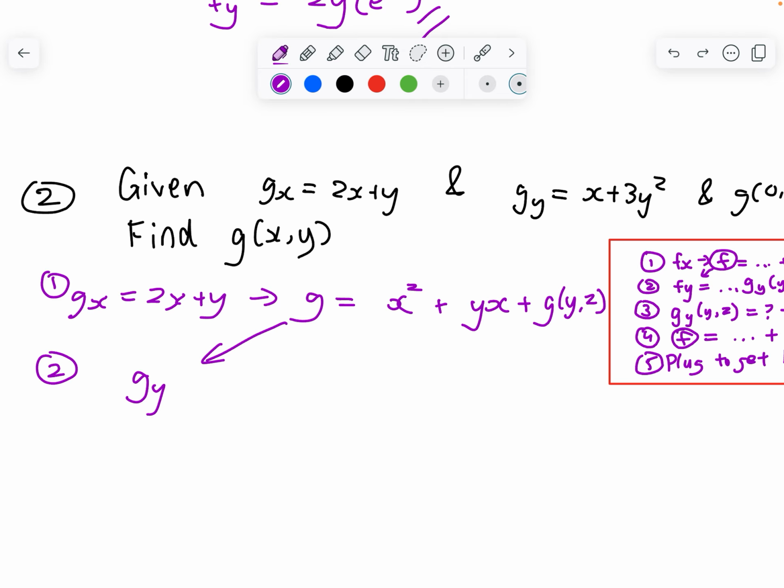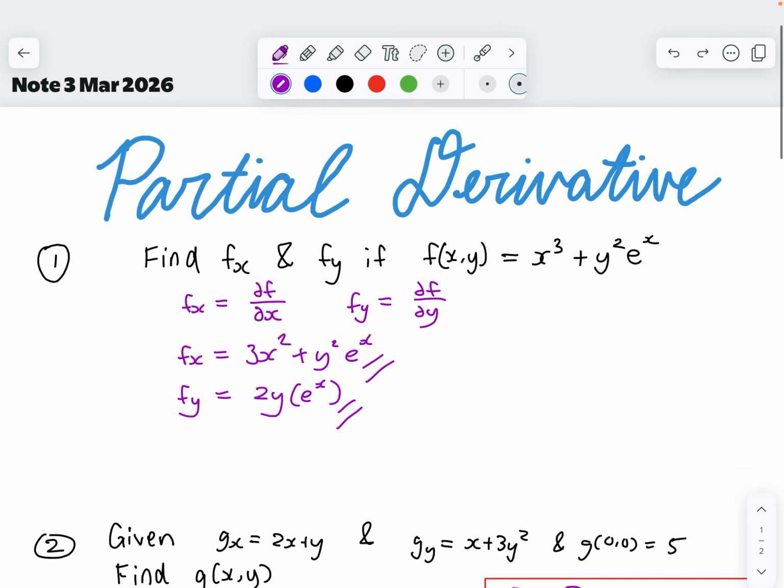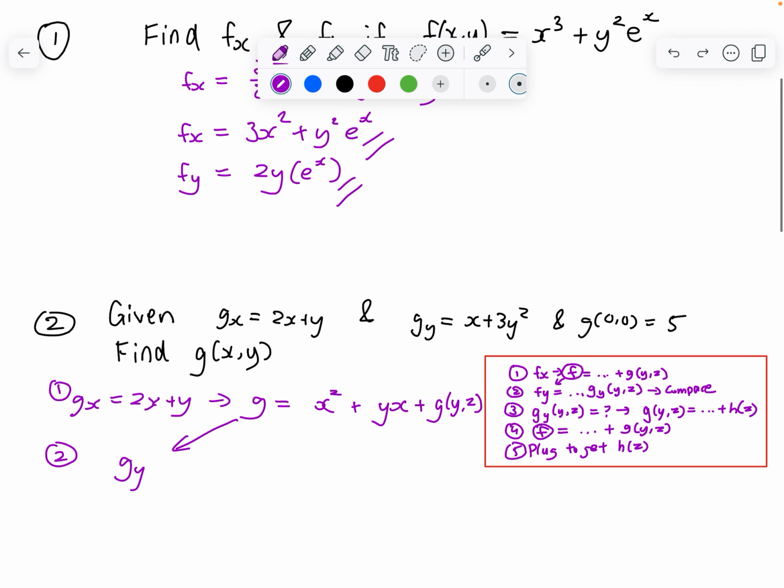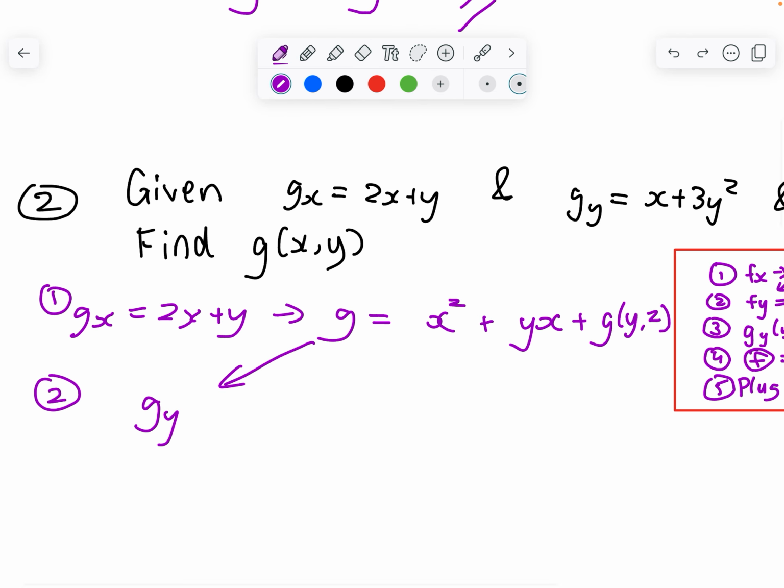So now we're going back to deriving, because we have to compute gy. Remember, connecting back to what we learned earlier, we're trying to find fy, meaning we are treating x as a constant and deriving with respect to y. So here we have x squared. x squared is just a constant, so that disappears, so we don't have x squared.